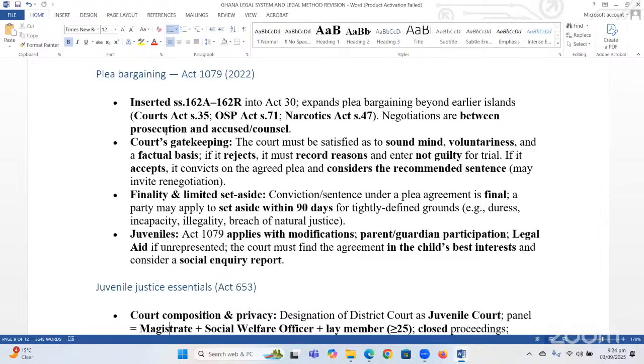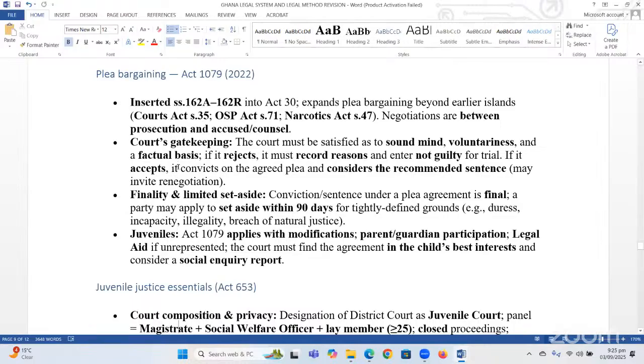But the point is, plea bargaining allows the accused person and the prosecution, under the supervision of the court, to come to some kind of negotiated outcome, so that you don't need to go through the entire process or spectrum of the criminal trial, as the case may be.